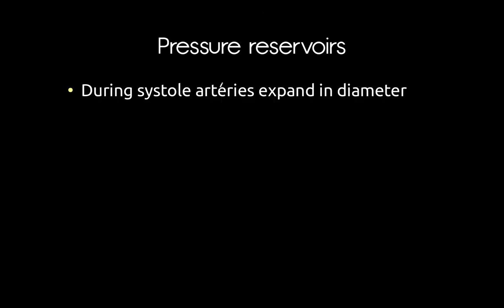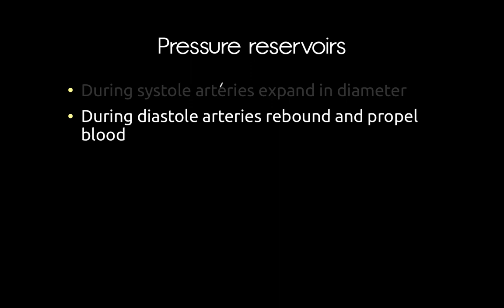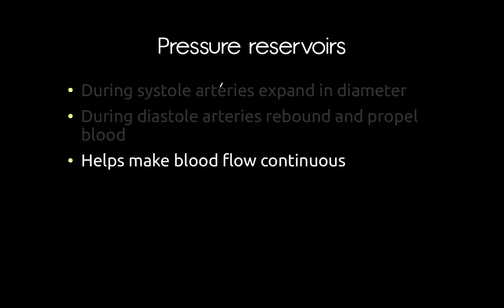During systole of the heart, arteries are going to expand in diameter because we're increasing the pressure in these arteries. However, during diastole, as the heart is relaxed and not pushing out with pressure anymore, these arteries are going to rebound. They return to their original diameter, and this propels blood. So it's essentially acting as a second pump that operates while the heart is relaxed. This helps make the blood flow continuous. Blood flow coming out of the heart is pulsatile: pushing, stopping, pushing, stopping.